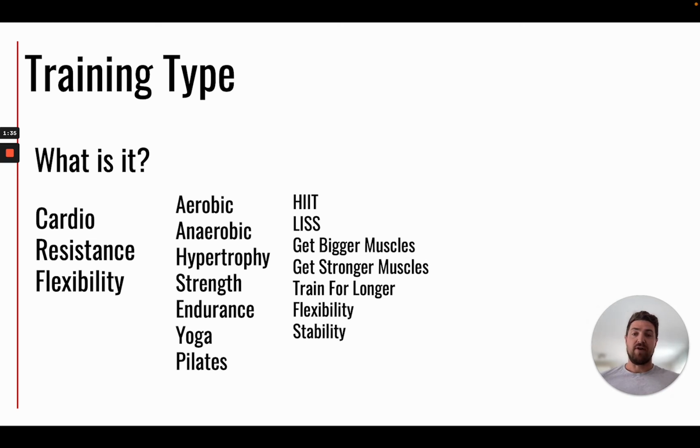Resistance training, we have hypertrophy, strength, or endurance. Hypertrophy means your muscles are going to get bigger, you're growing muscles. Strength means your muscles are getting stronger. And endurance is that you can train or perform for longer. And then with flexibility, we've got yoga and Pilates, and that increases your flexibility around your muscles, mobility around the joints, and stability in those joints and muscles. So there are different types of training, and we can break that down even further. There's a lot more there. I've just given you a brief overview.